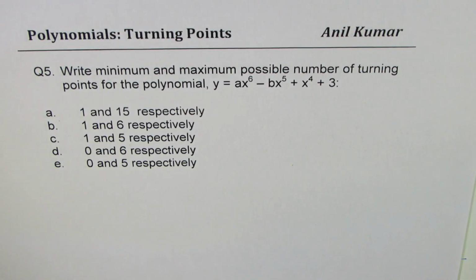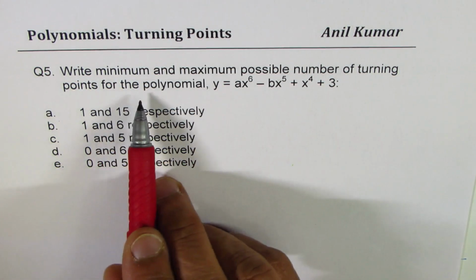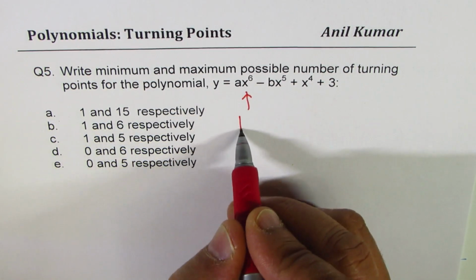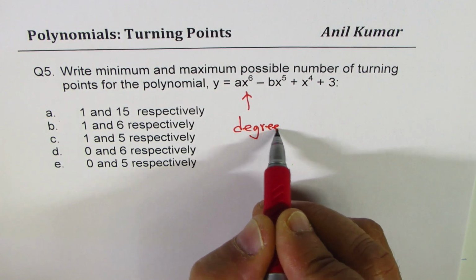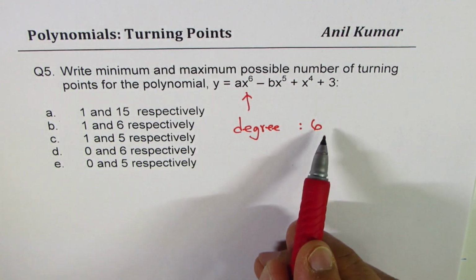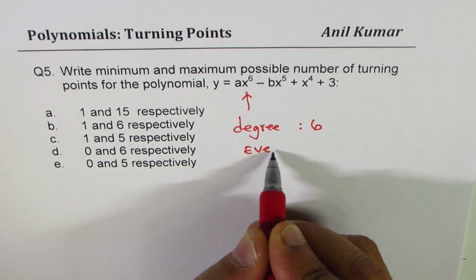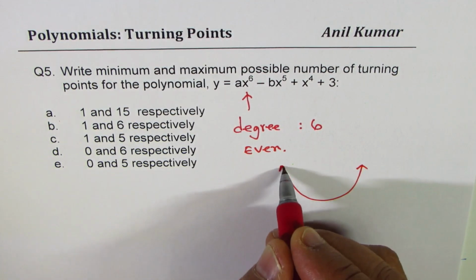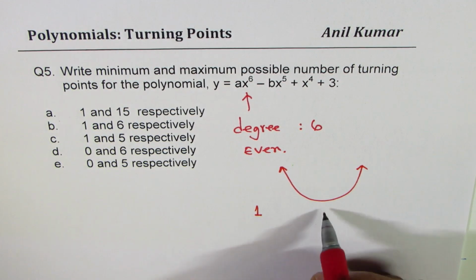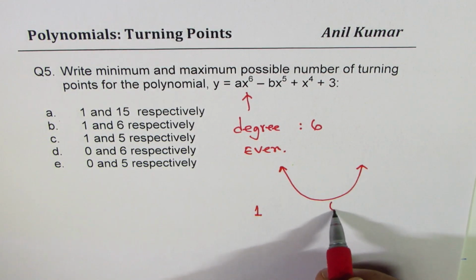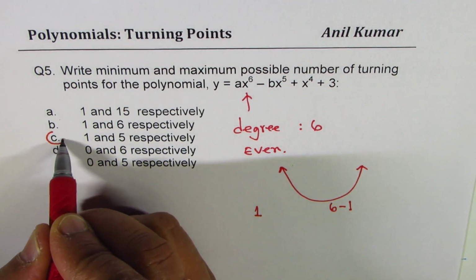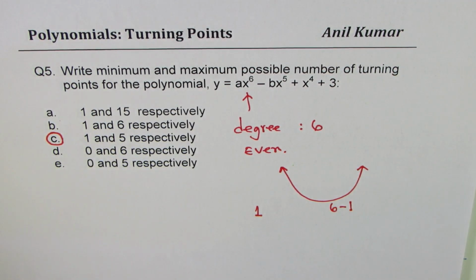Now here, question number 5 is write the minimum and maximum possible number of turning points for this polynomial. So let's look into the degree. We know that the degree here is 6. Since the degree is 6, which is even, perfect, so it has to turn. So minimum has to be 1 and maximum has to be n minus 1, that is 6 minus 1, 5. So 1 and 5 is the answer, right? It's kind of similar to the previous question.